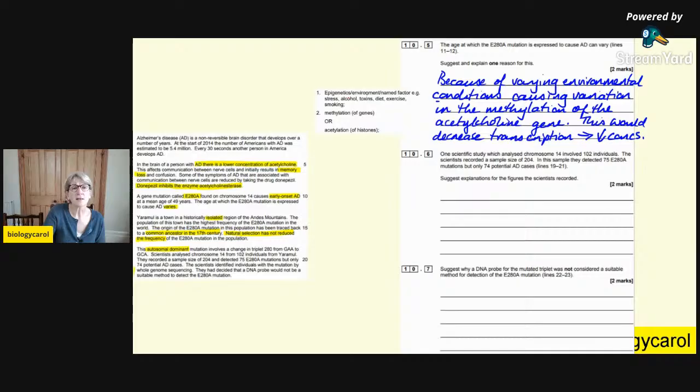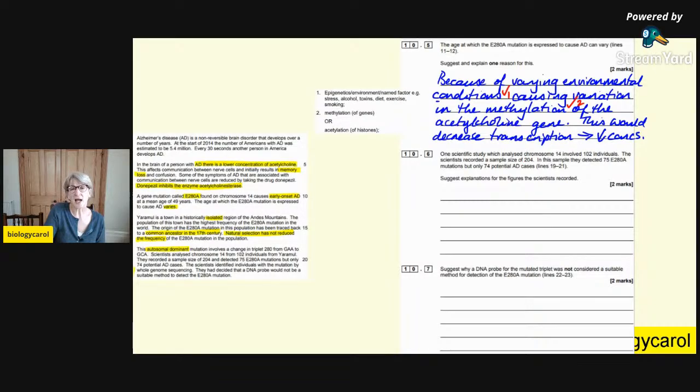epigenetics, environmental factor. So I got that: environmental conditions caused methylation of the gene. That's all I needed to know. And actually, I did write this wrong, but I don't think it would have lost me the mark. I think I still would have got the mark.